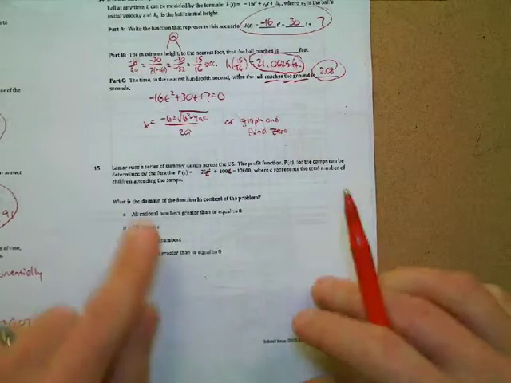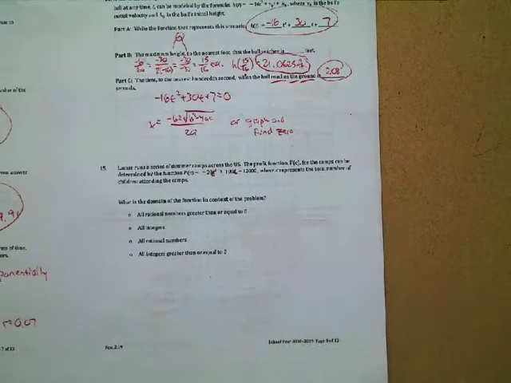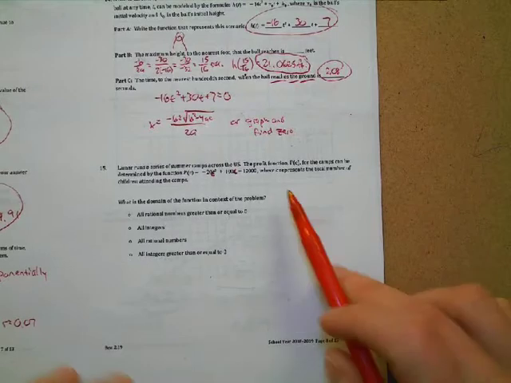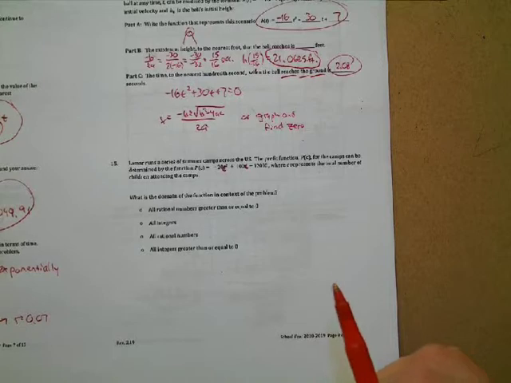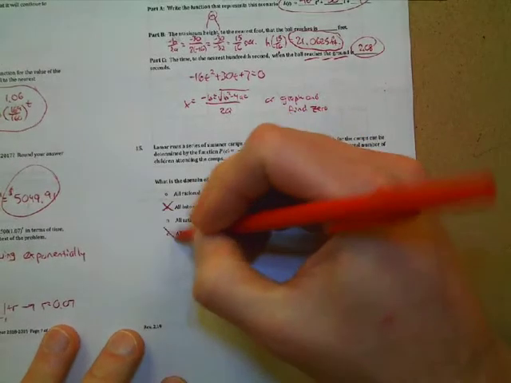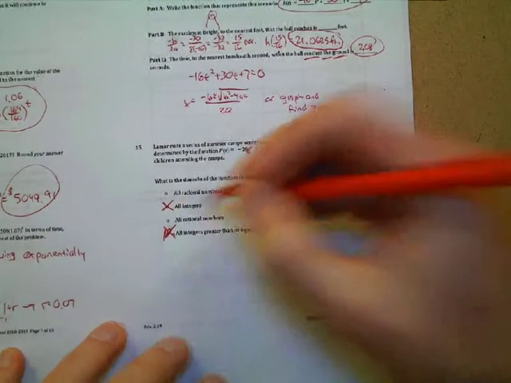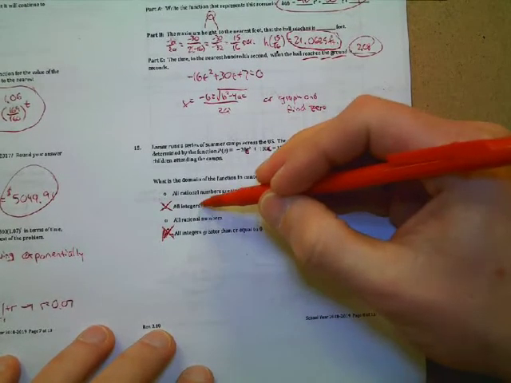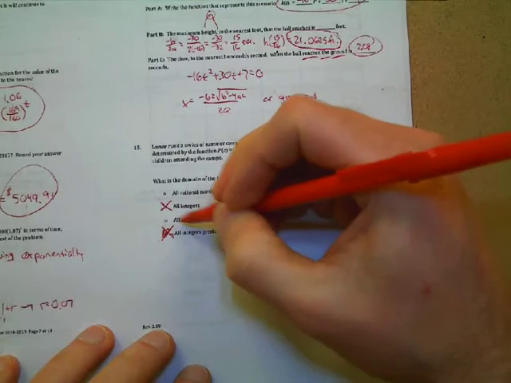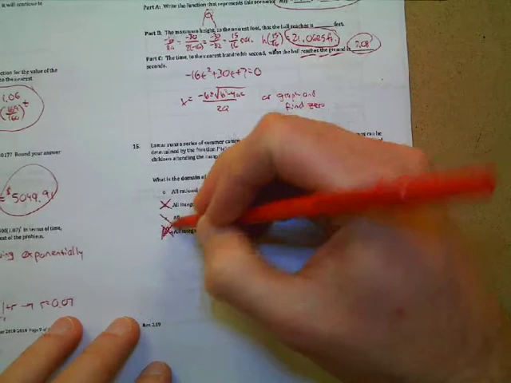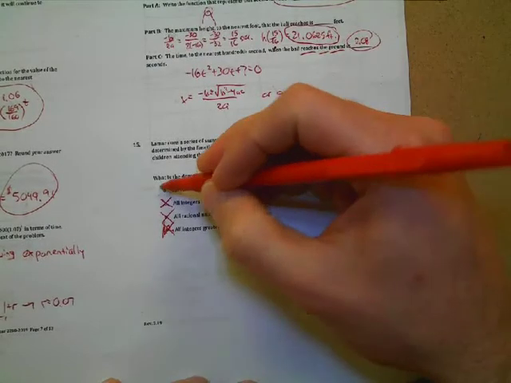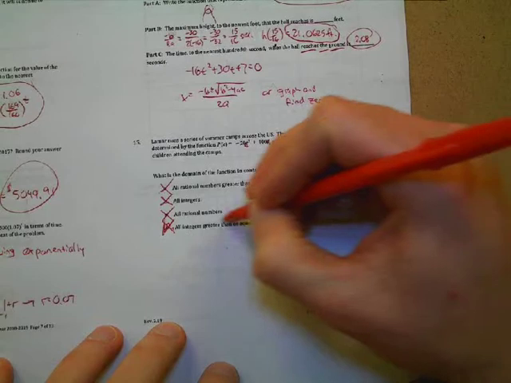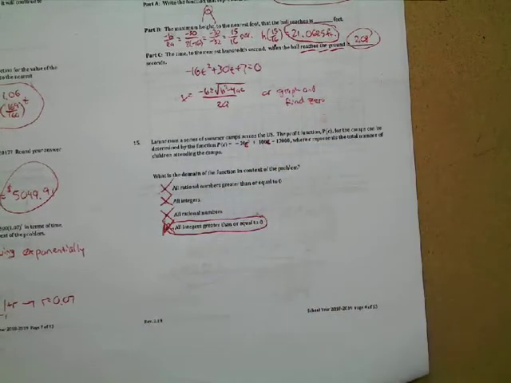Okay, so for the domain, we're talking about what values for C make sense in the context. Well, C is talking about a number of children. So for example, would a negative number of children make sense here? No. So integers include negative numbers. We're going to get rid of all integers because that includes negative numbers. Rational numbers also would include fractions as well. And again, fractions of children does not make sense. So the answer is our last one here: all integers greater than or equal to 0.